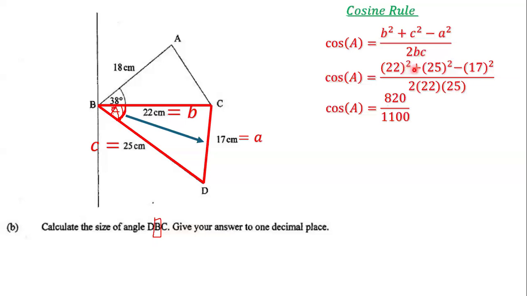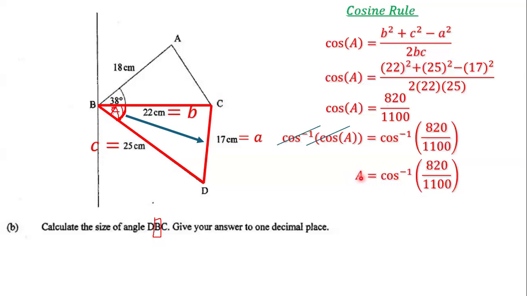So we have 22 squared plus 25 squared minus 17 squared, and that gives us 820. And we have 2 times 22 times 25, which gives us 1,100. So we have cosine of A is equal to 820 divided by 1,100. What we're going to do is take cosine inverse of both sides. That allows us to cancel the cosine inverse with the cosine. And so on the left-hand side, we're just left with the angle A is equal to cosine inverse of 820 divided by 1,100.